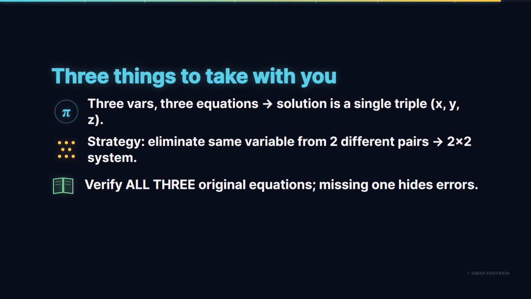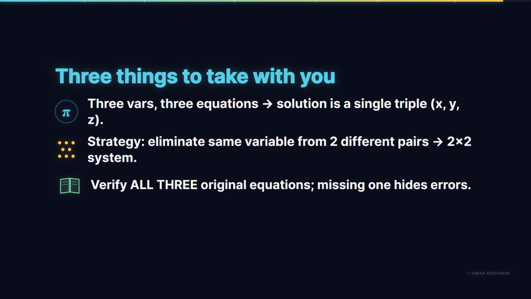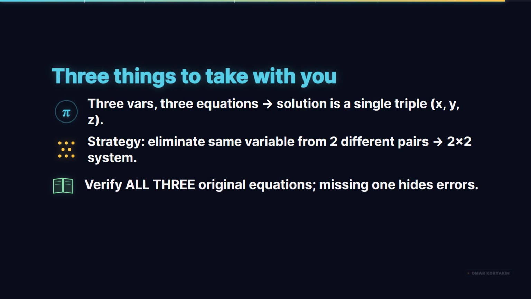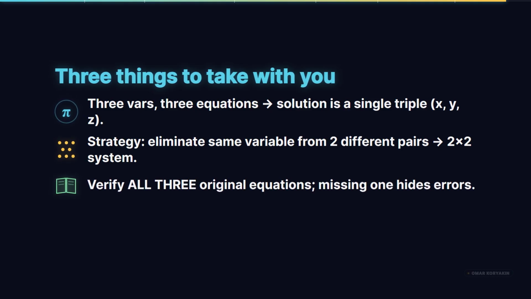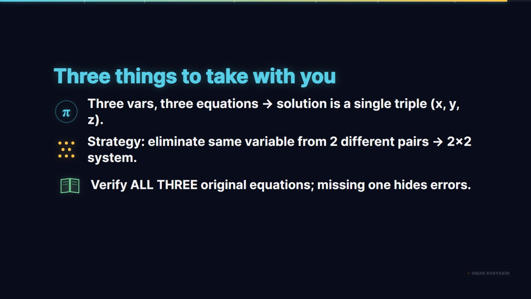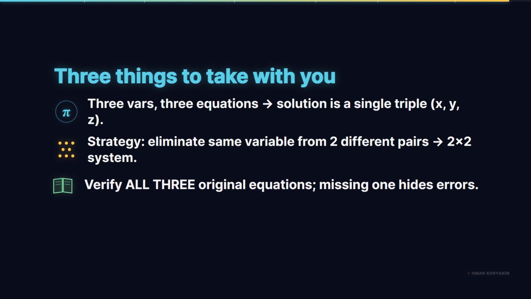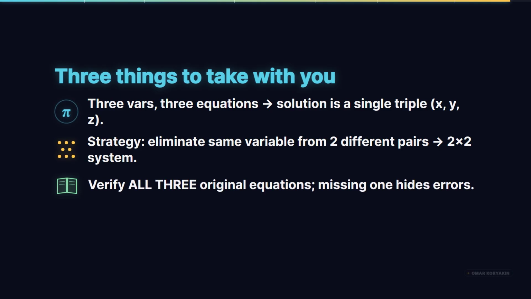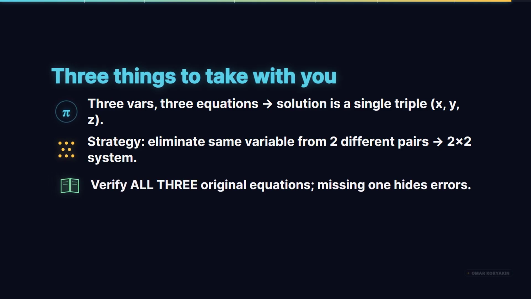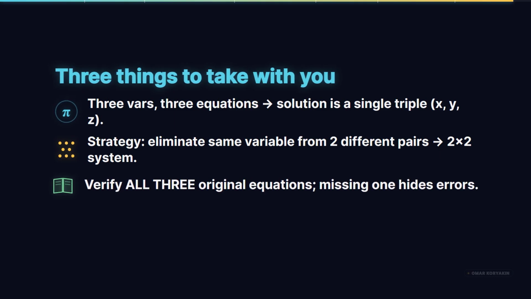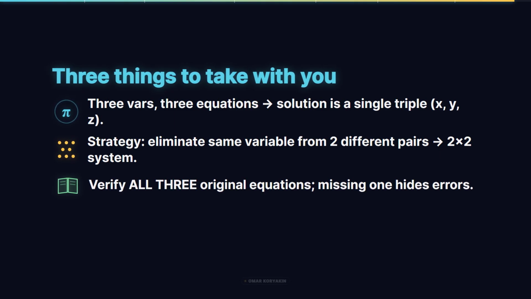Third, always verify the full solution triple in ALL 3 of the original equations as a final check before declaring the answer. Verifying in only 1 or 2 of the equations can miss a silent algebraic error in the 3rd equation. 3 matches confirms the solution. A single failure flags an error that needs revisiting. The verification step is fast and is the cheapest insurance against silent errors in the elimination chain.